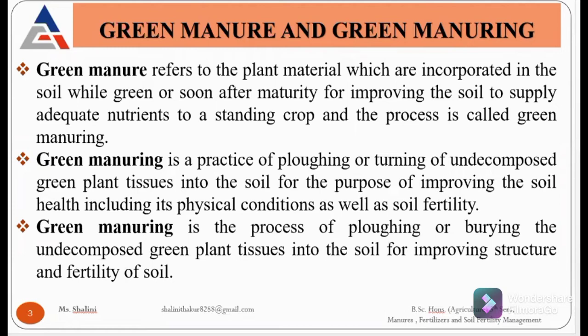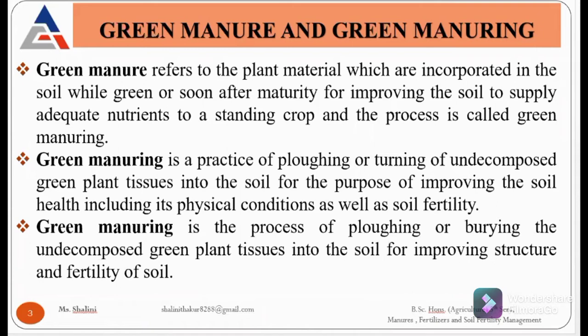Another definition of green manuring is that it is a plowing practice or turning of undecomposed green plant tissues into the soil for the purpose of improving the soil health, including its physical conditions like texture, consistency, as well as soil fertility. Soil fertility means the inherent capacity of the soil to provide nutrients to the crop plants in an adequate manner so that they can thrive well in that particular soil, and we get maximum yield and profitability from them.